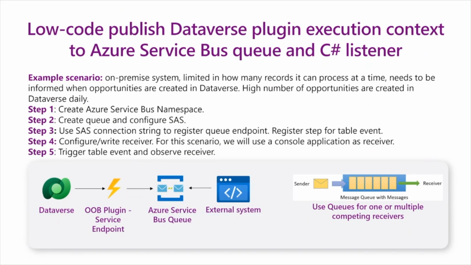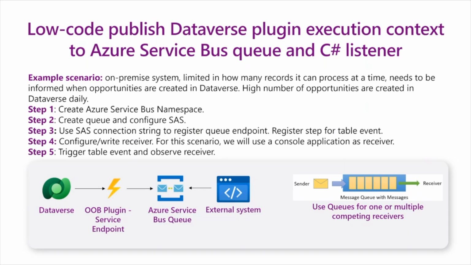Let's explore a scenario where you need to notify an external system when an opportunity is created in Dataverse. There are many opportunities created in Dataverse daily, and let's also assume that there are some batch imports of opportunities happening also. Our external system is limited in how many opportunities it can process at a time. It's hosted on premises, and it also needs to communicate with other internal services. This is a type of scenario where we can implement the integration between Dataverse and the external system using a Service Bus queue as a middleware.